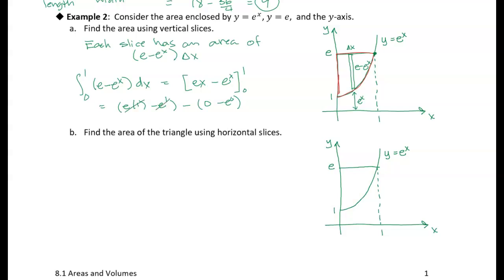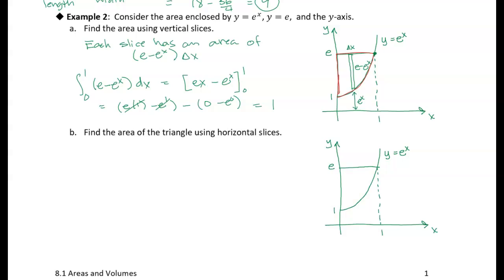They'll cancel each other out, and then we have minus a minus e to the 0, which is essentially just 1. So that's our area. Our area is 1. All right, so we did it by vertical slices. Now we want to do the same thing, find the same area, only with horizontal slices. So let's take a look at that.